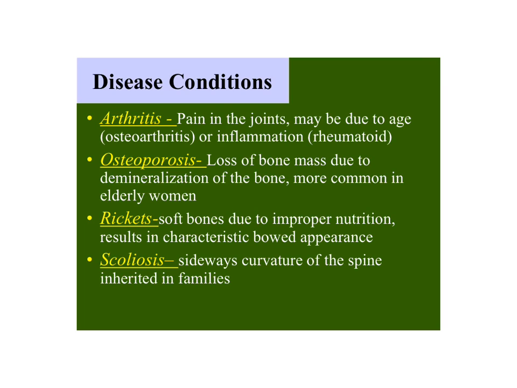Rickets is due to improper nutrition. This is characteristic appearance of the bones due to not having grown properly due to poor nutrition. Lack of calcium and vitamin D. And then finally, scoliosis is a curvature of the spine that's inherited in family, so it's a genetic disorder.